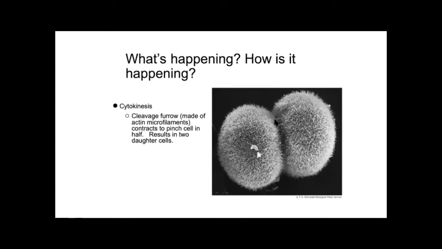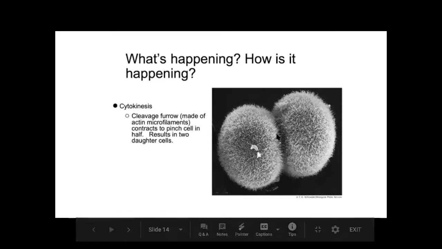The cleavage furrow is going to be made up of these units of actin and myosin fibers as it pulls apart. Actin and myosin are the same fibers that make up your skeletal muscle. So they're going to contract and pinch in the middle. So it kind of pinches in and then pulls apart.